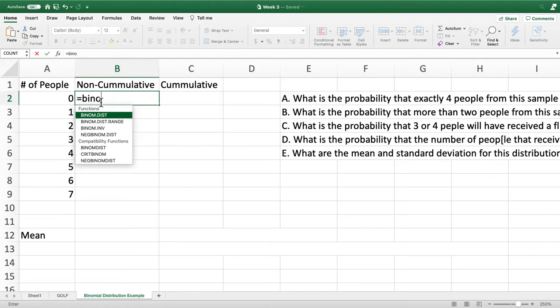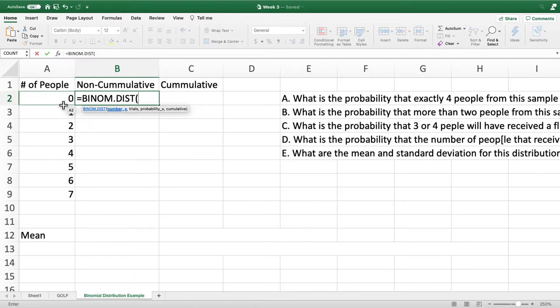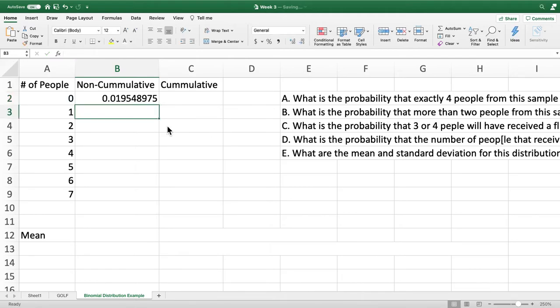So equals binomial distribution and number. So the trial that we're looking at is 0. So this one will tell us, again, what's the probability that exactly 0 of these 7 had the flu shot? Total number of trials is going to be 7 because we're only sampling 7 people. The probability is 43%, so 0.43. And then cumulative, we do not want this one to be cumulative, so we're going to put false. And we close our parentheses and hit enter.